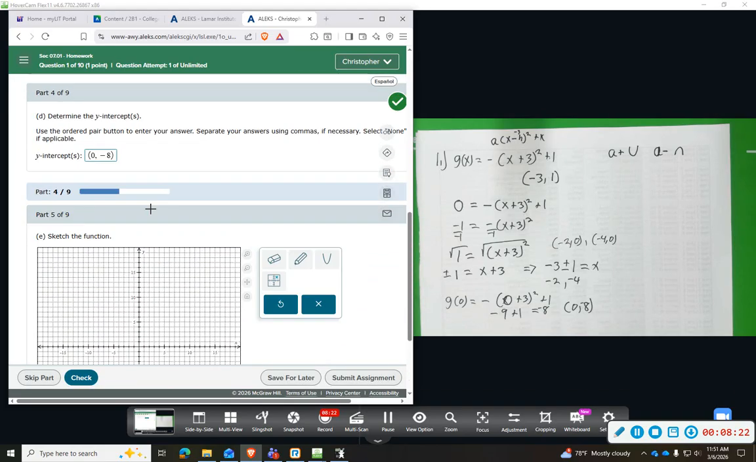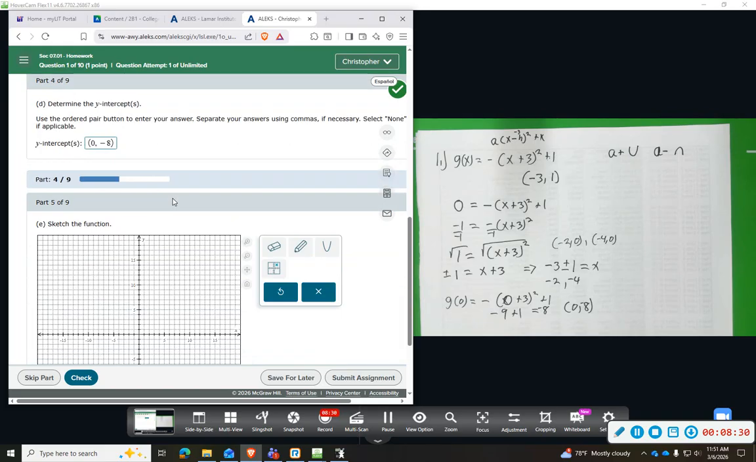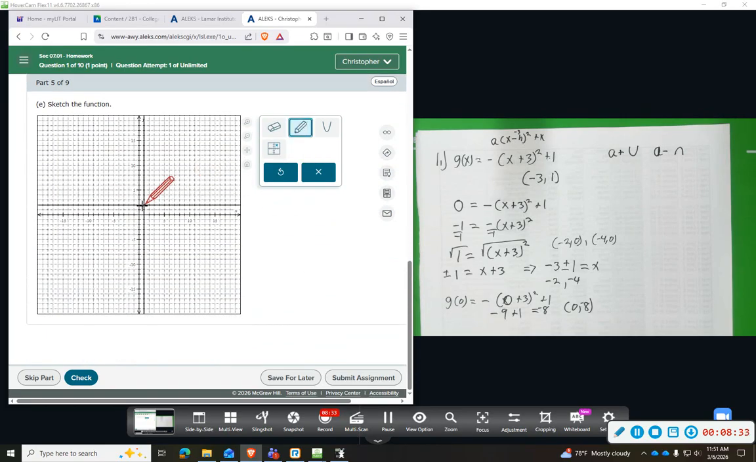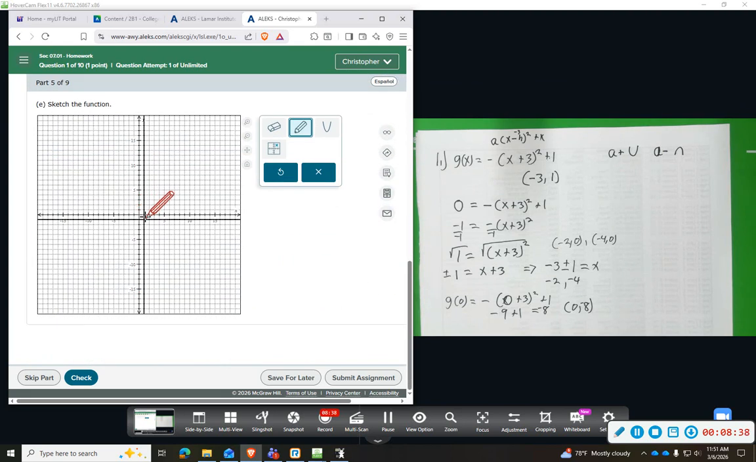All right. The next part wants us to sketch the function. One of the easiest things to do is to plot some of the points we've already found. So we're going to plot the vertex, -3, 1. We go left 3, 1, 2, 3, up 1. And we're going to plot the x-intercepts. So the x-intercepts would be -4, 0, and -2, 0. Okay. So 3 points will be good enough.